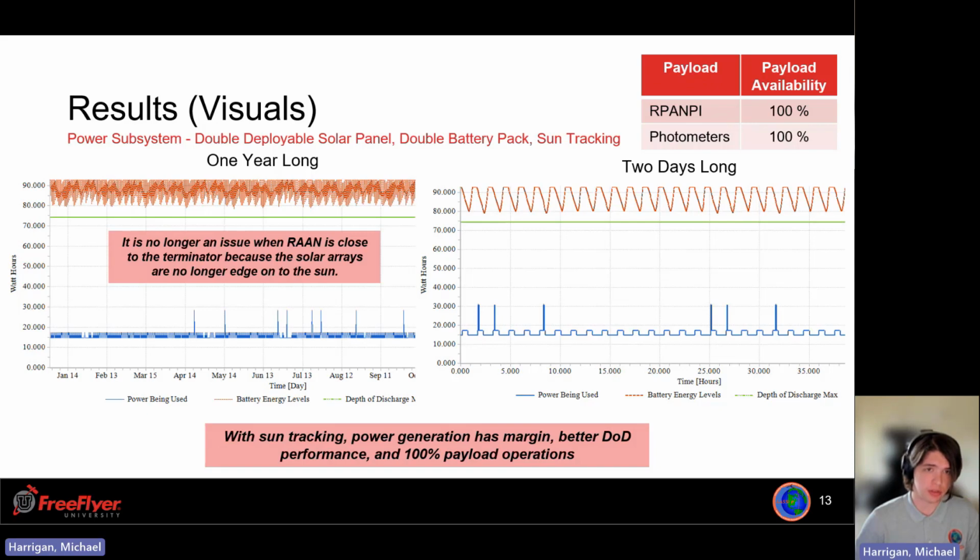The system shall have sun tracking. The system shall have double deployable solar panels, and shall have a double battery pack based on the watt generation and watt hour storage that we had outlined in the previous slides.